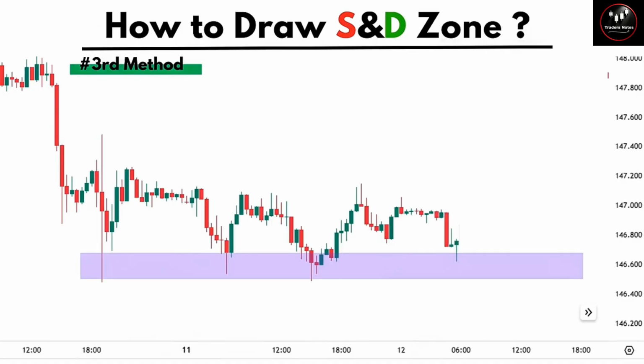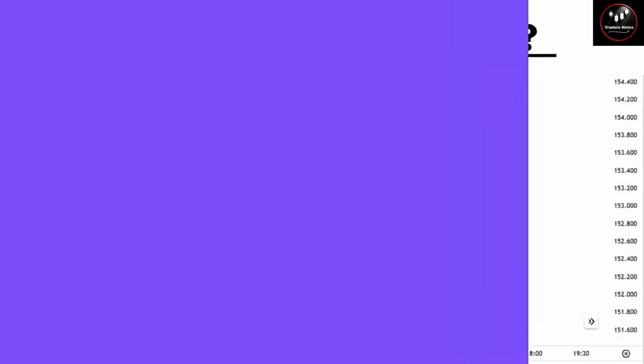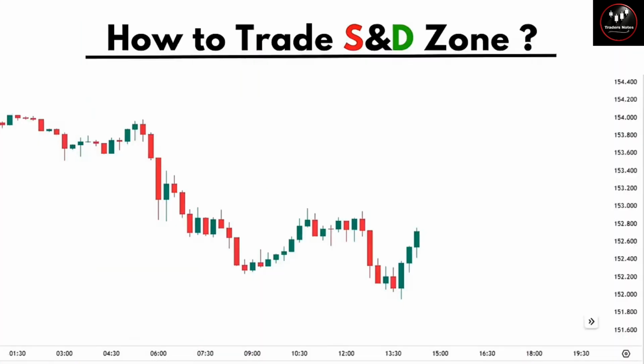You'll notice that the next time the price reached this level, it shot up from here, forming large green candles. We can say that this is a very strong demand zone. Now we can confidently say that you have learned how to identify supply and demand zones on charts. After this, it is extremely important for you to know how you will trade it.